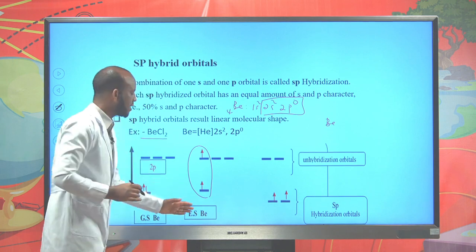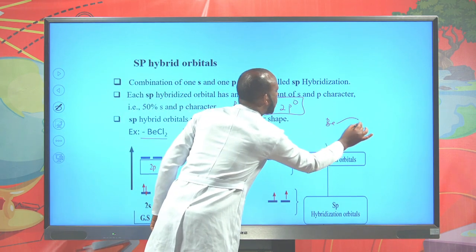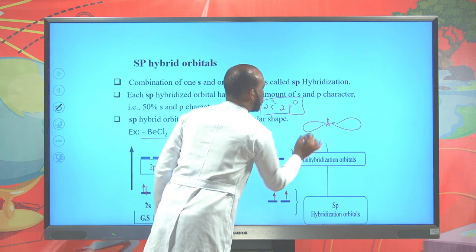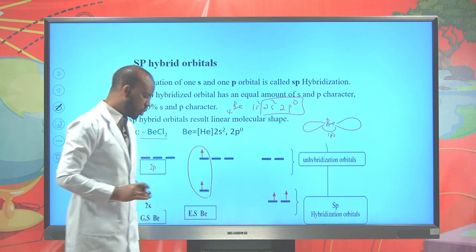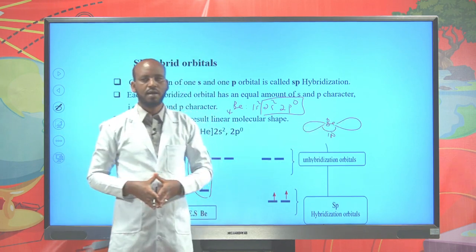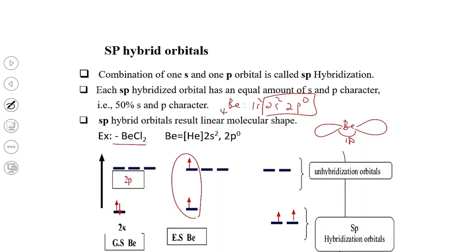S atomic orbital is mixed with P atomic orbital to form SP hybrid orbitals, with a bond angle 180 degrees. Each hybrid orbital is half filled, you see, has one electron. This is SP hybrid orbital. Again, this is SP hybrid orbital.